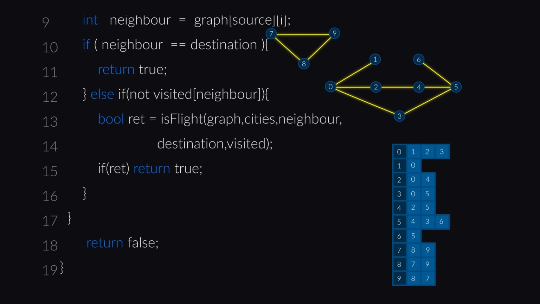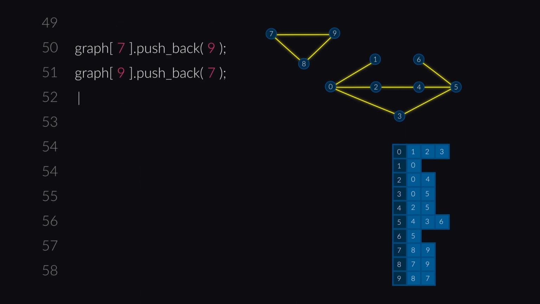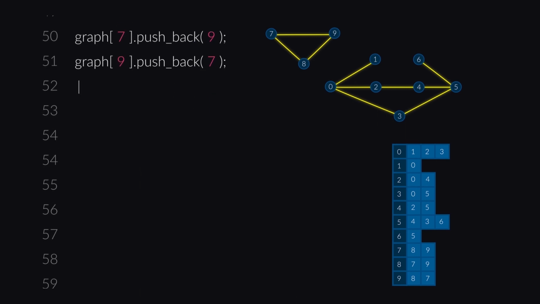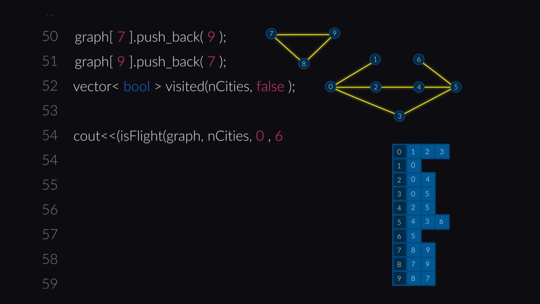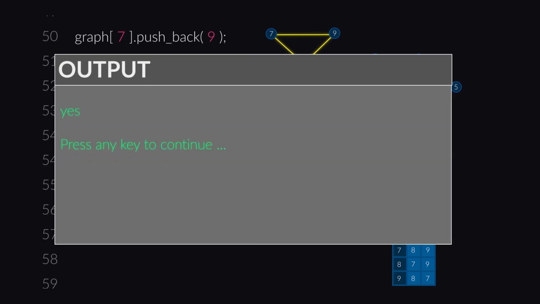This algorithm should be able to give us if it's possible to move from one city to another. Let's go back to our main function and call the function. Here we first need to create an array to store the list of visited cities. Let's call the function to check if it's possible to travel from city 0 to city 6. It's possible. This is how recursive DFS algorithm works.